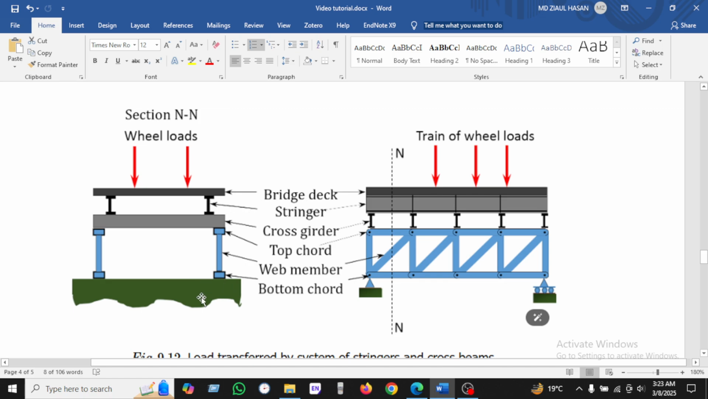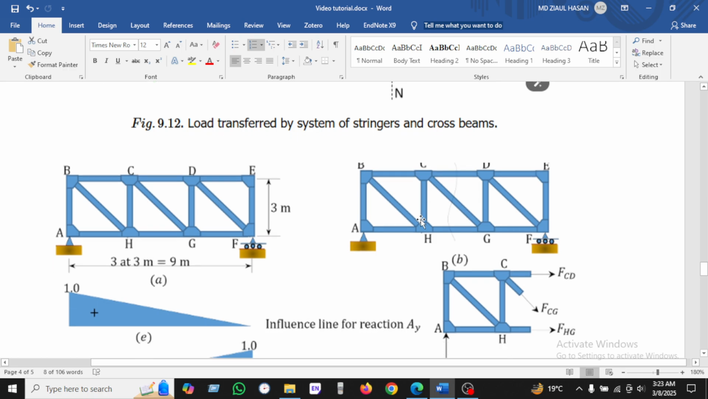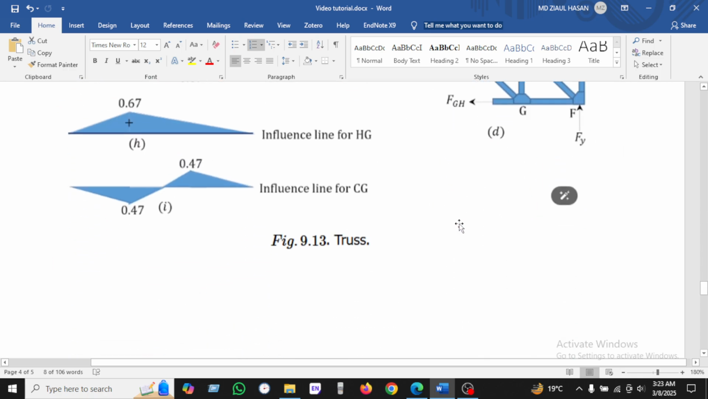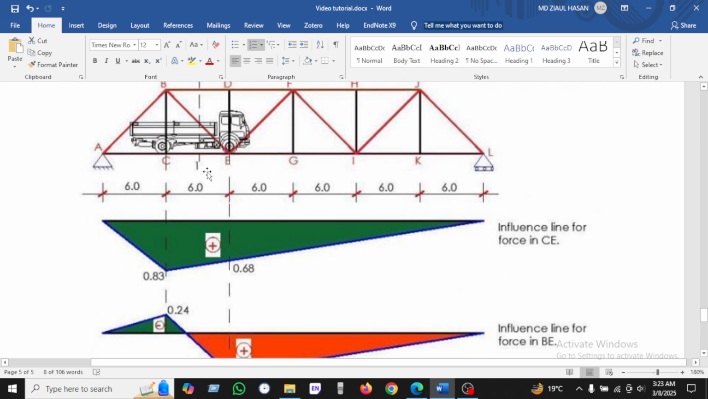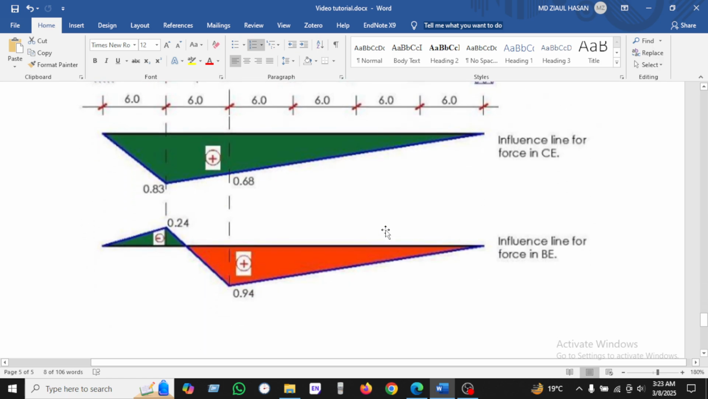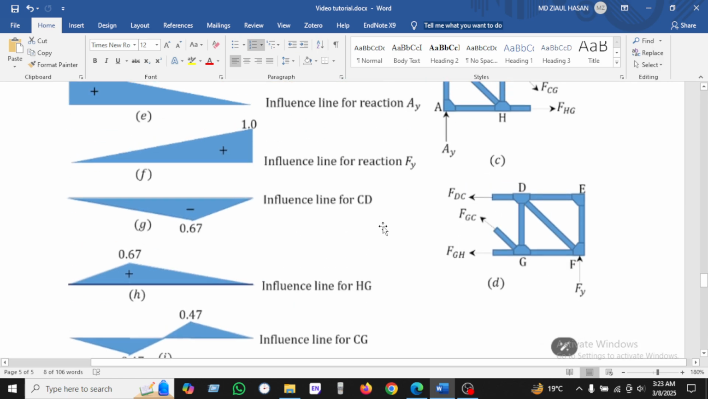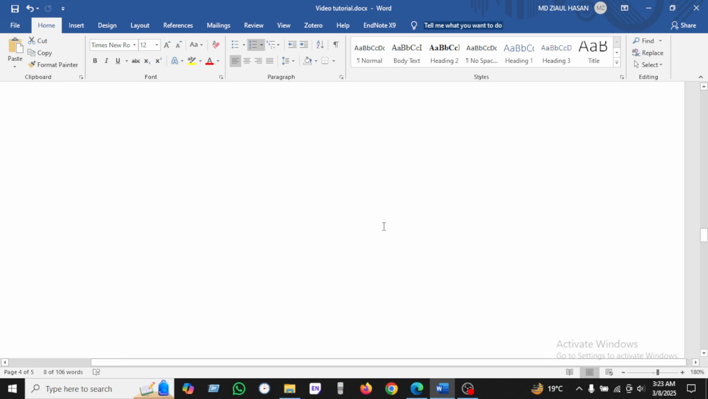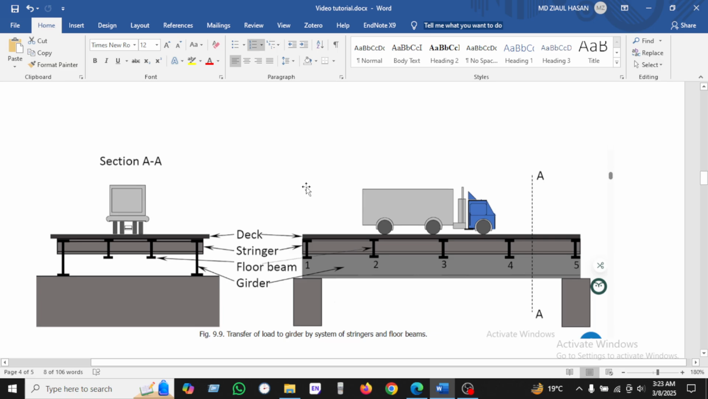Okay, we are seeing another picture, which shows the train load, and this is the deck slab, and then stringer, and then cross girder, and the top chord, and web, and bottom chord. And the load is distributed this way. If we see another bridge, the truck is moving from left to right on a steel truss. So these are the basics that in practice we will find this way.